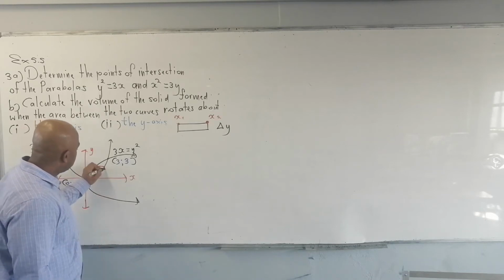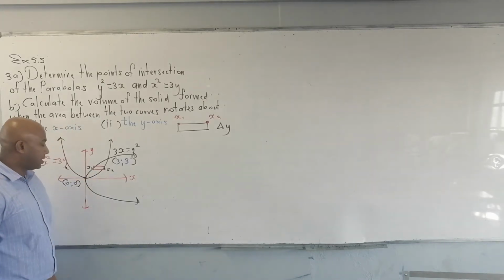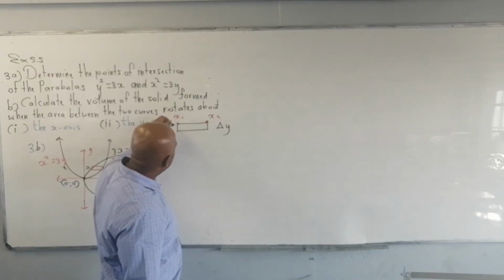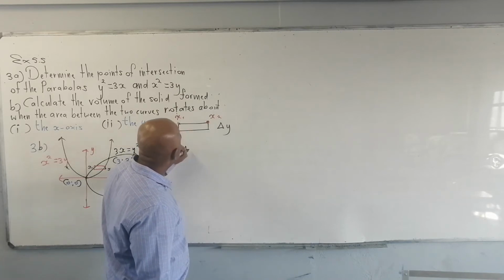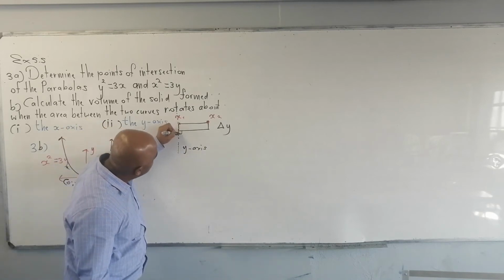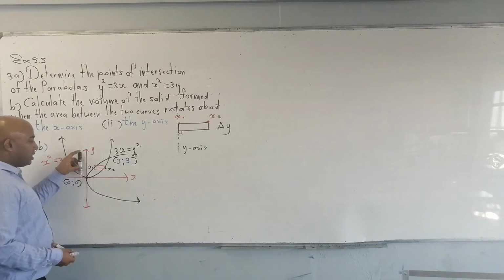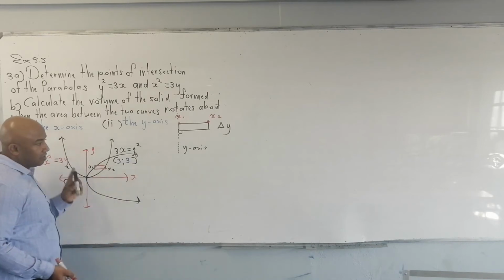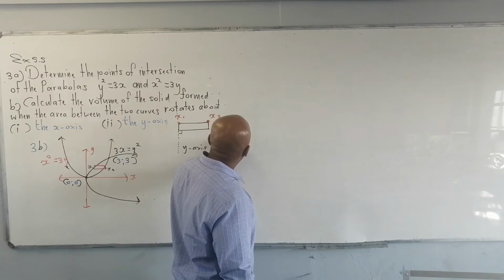So here, this is x2, and then is x1. Now, remember, delta y, and this is the y-axis. Here's your y-axis. So, it is perpendicular to the y-axis. And so if you draw your representative rectangle from here all the way here, it is perpendicular to the y-axis. So therefore, this method.